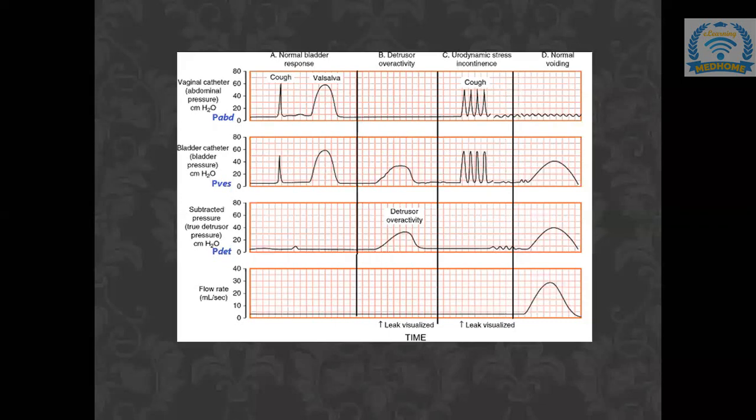Now, when we talk about normal voiding, we are talking about a totally normal patient. There will be a slight rise in the abdominal pressure because the bladder is filling with urine. The vesical pressure will also be rising slowly and gradually. The detrusor pressure will be rising. And the peak flow rate curve is the bell-shaped curve.